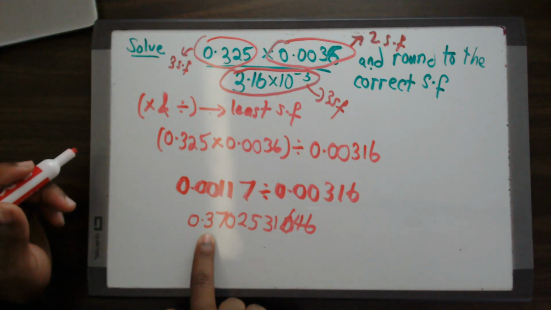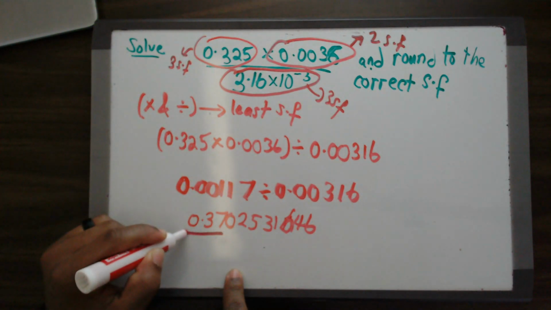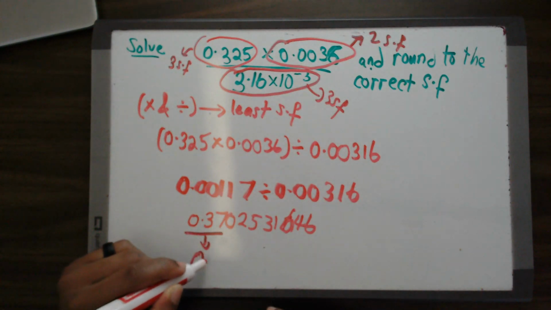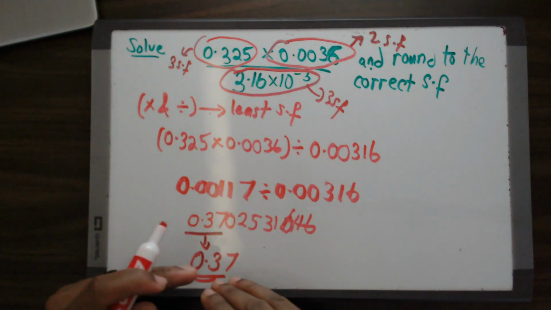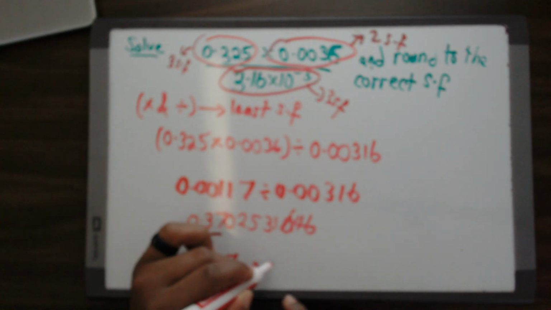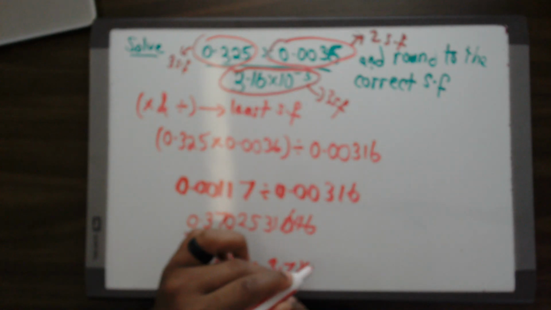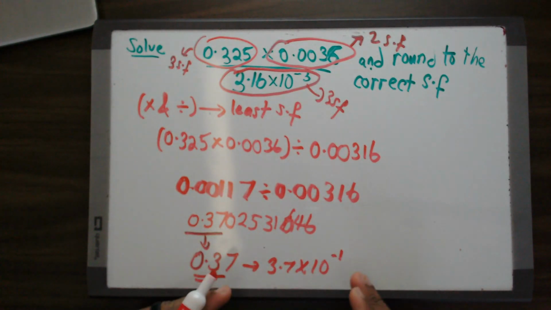So in this case we have 0.37, and that is where we are going to stop, and this is our final answer to this question. Or if you want to write this in scientific notation, then this is equal to 3.7 times 10 to the negative 1 as your final answer.